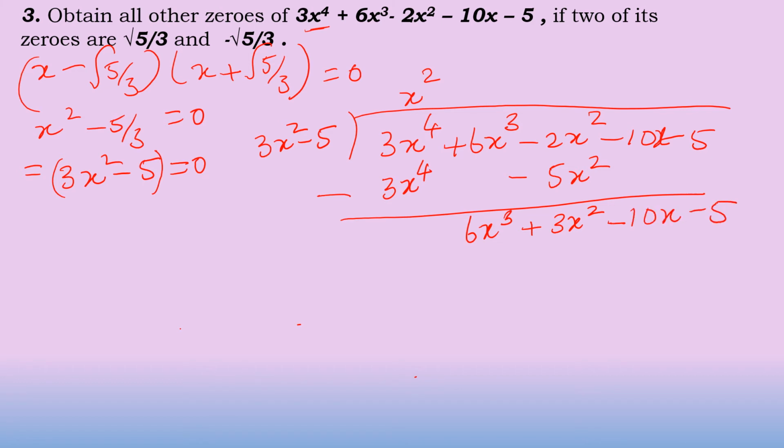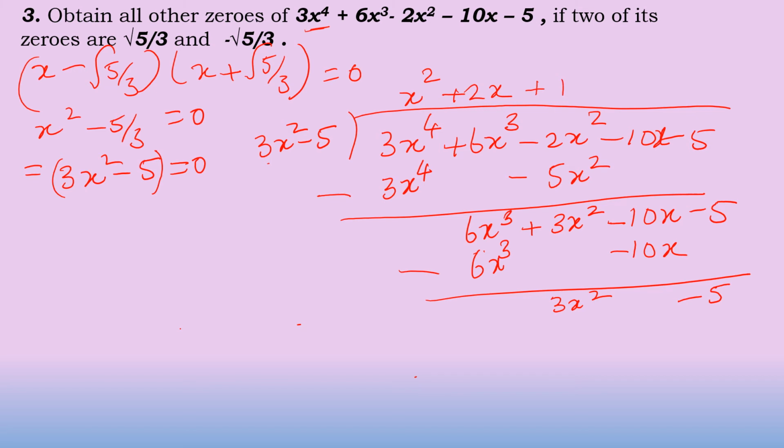So now take the next term, 6x cube. 6x cube divided by 3x square will be 2x. So we write here 2x. 2x into 3x square will be 6x cube. 2x into minus 5 will be minus 10x. We will write it along with the x term. So when you subtract, you get 3x square minus 10x minus 10x will be 0. Bring down 5. So 3x square divided by 3x square will be 1.